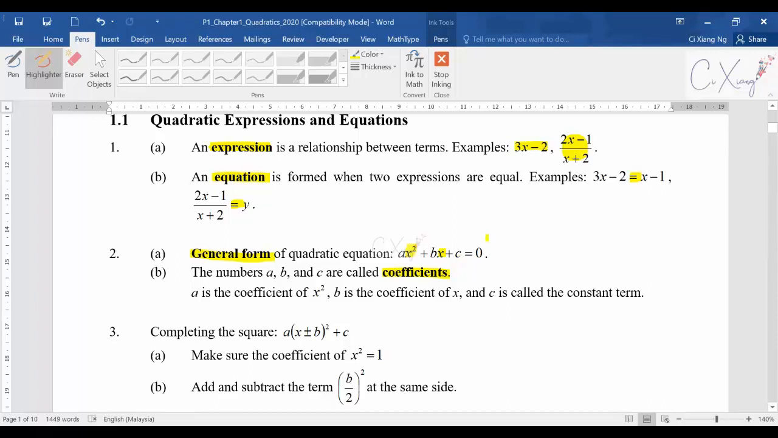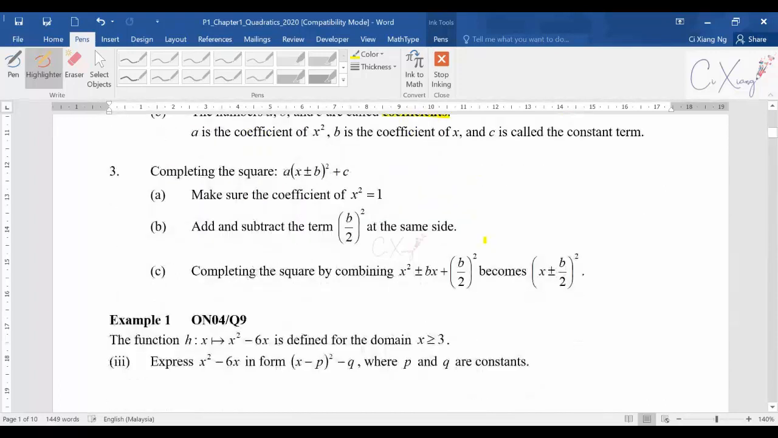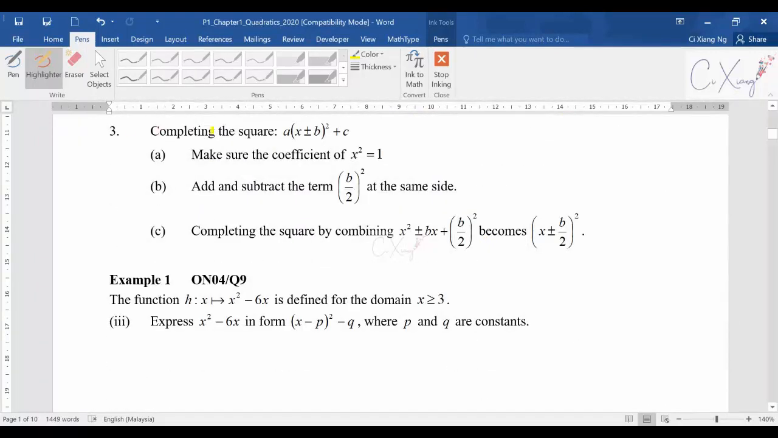Now let's start with the very first important technique, completing the square. When you want to complete the square for a quadratic equation or expression, you need to make sure that the coefficient of x squared equals 1. Only then can you start completing the square. If the coefficient is not 1, you need to factorize it out first, and then continue. After that, you add and subtract the term (b over 2) squared on the same side, and then complete the square by combining the first three terms into a bracket like this.